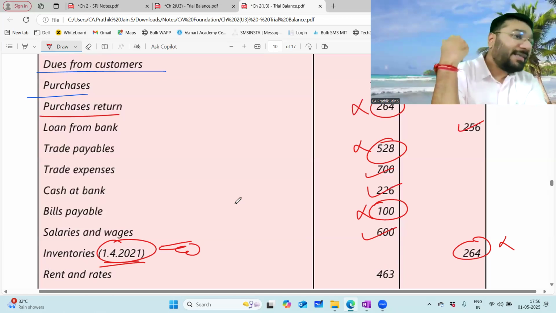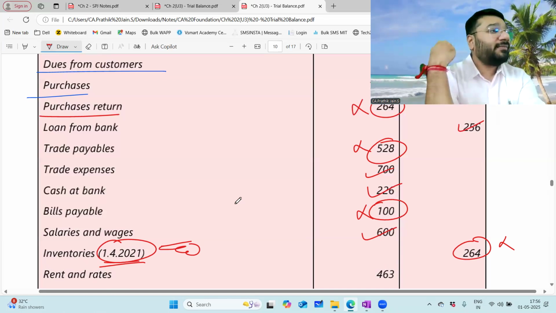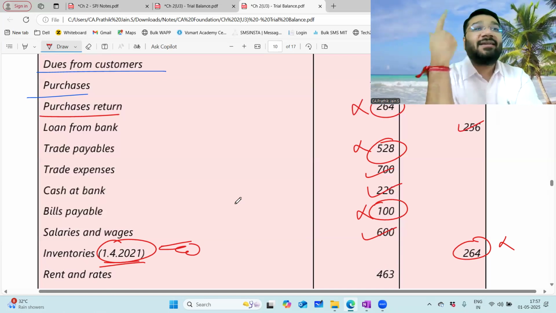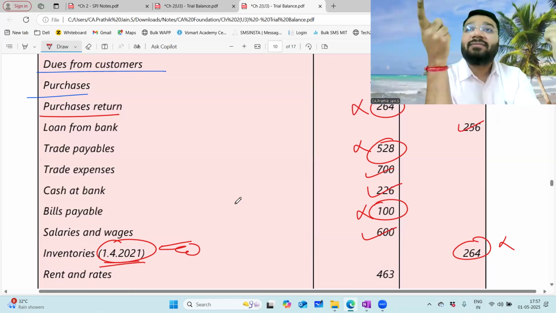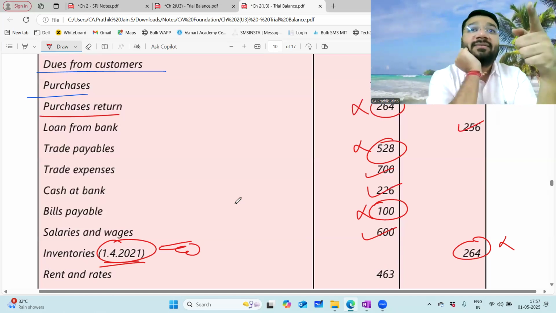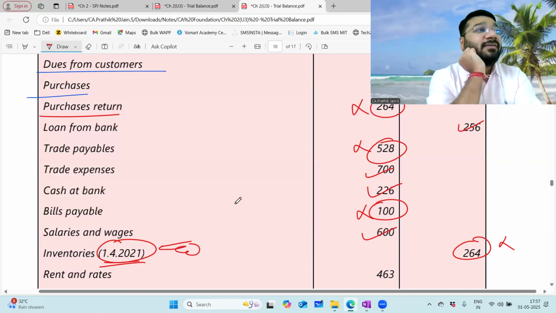Expense. Asset. Asset. Asset. Expense. Asset. Asset. Asset. Asset. Expense. Asset. Okay.